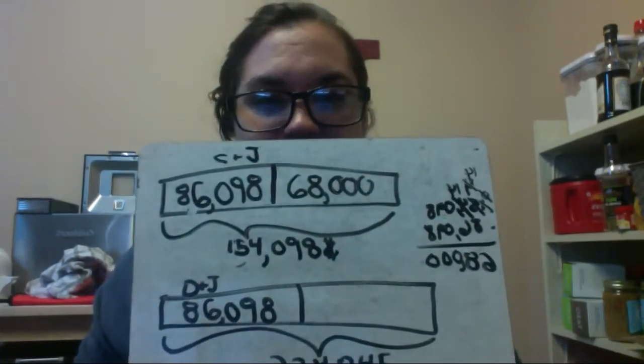So I'm going to plug in my 68,000. So what do I know now? I know that Josephine raised $86,098. Already knew that. I know Kayla now raised $68,000. Okay, so now I need to figure out how much Derek raised.